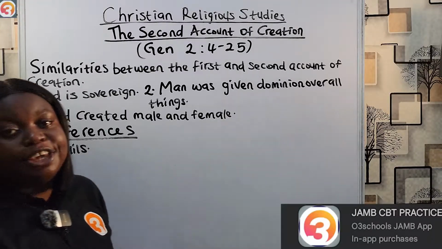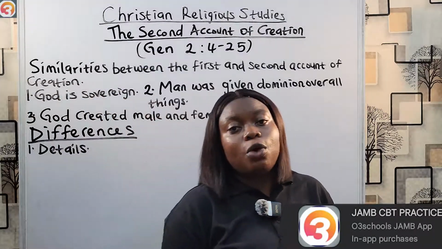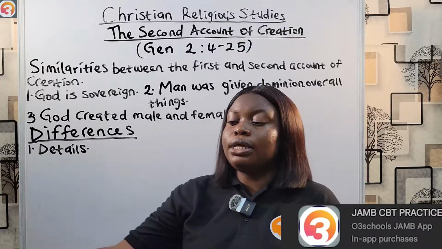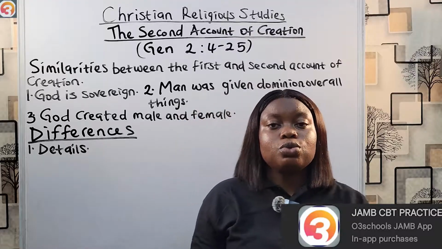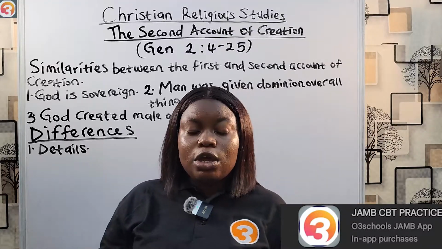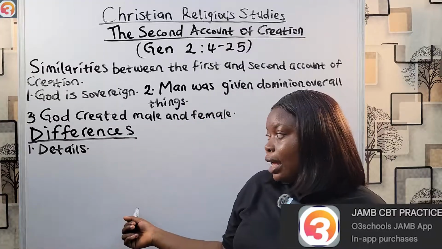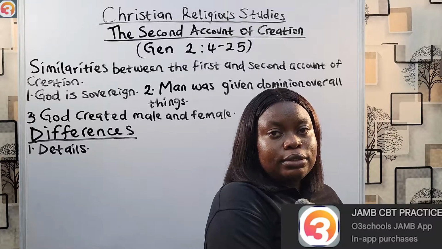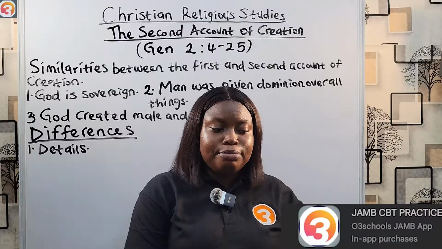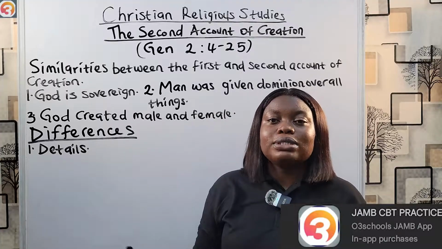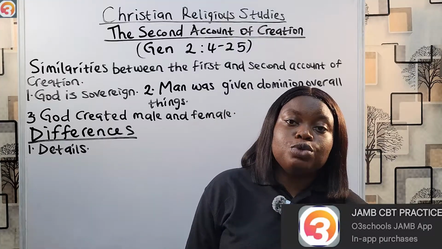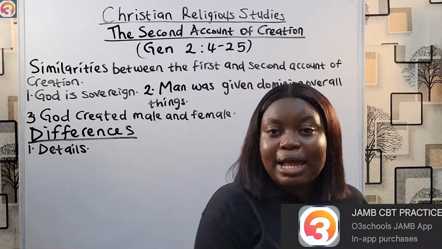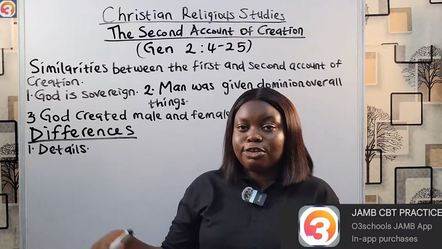The details were not really given in the first account. In the first account, all we had is God said, let there be light, and there was light. God said, let the firmament separate the waters, and the firmament did. God said, that was what we have in the first account. But in the second account, there were more details. God formed man from dust, and he breathed life into his nostrils. That was how man came to be. In the first account, we just had God said, let us make man in our own image and likeness. How man actually came about was not stated in the first account.